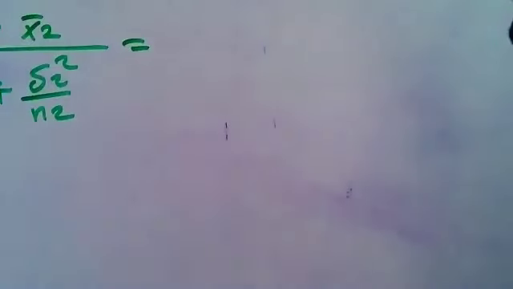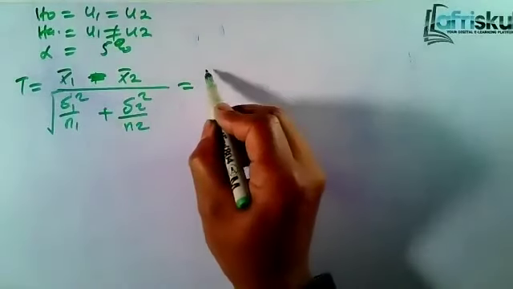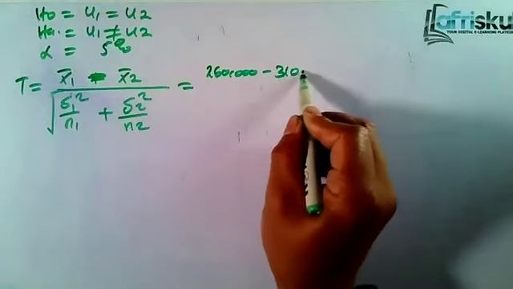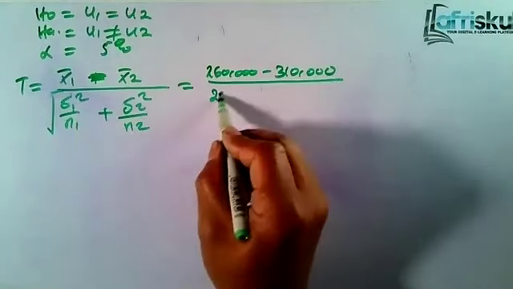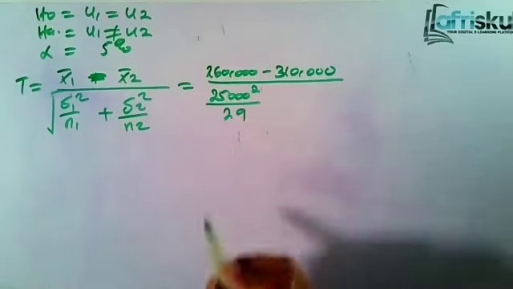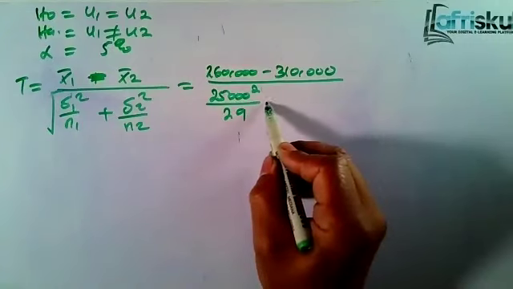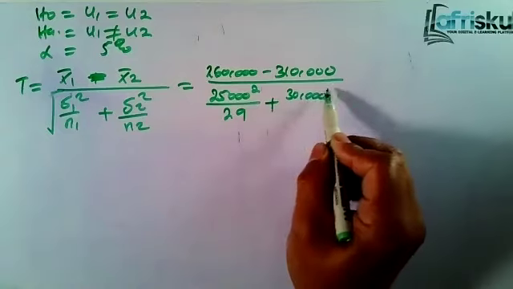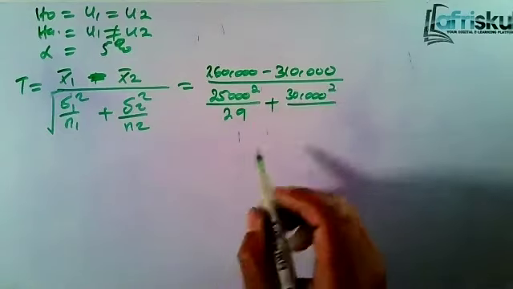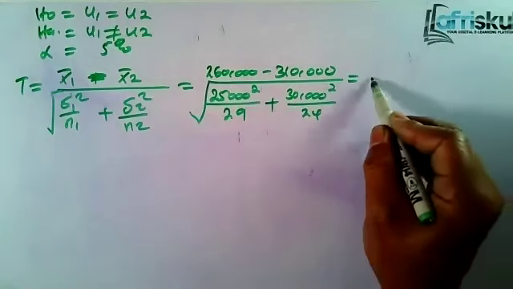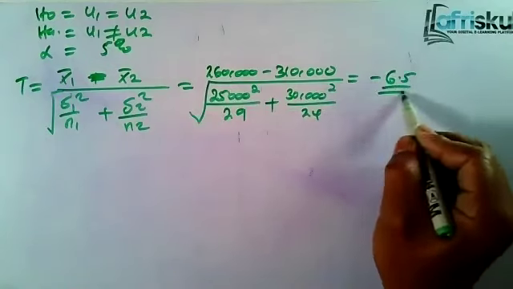So itakuwa hivi: 260,000 minus 310,000, divided by standard deviation of 1 ilikuwa 25,000, then you square, over N, number of employees walikuwa 29, plus standard deviation of 2 which is 30,000, you square, over N yake ilikuwa 24, then you get the square root. With that you get negative 6.5.